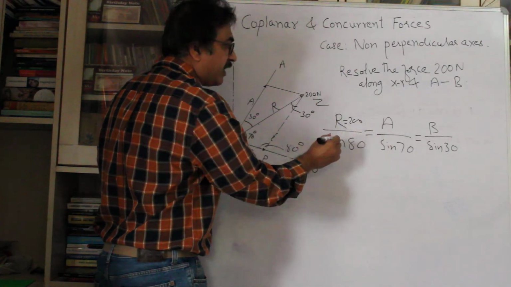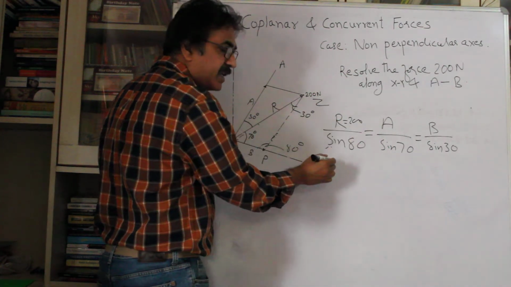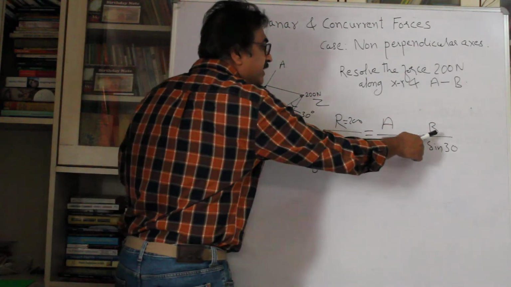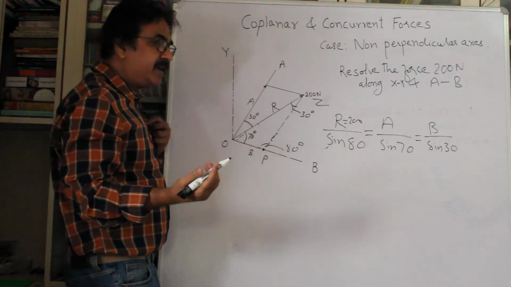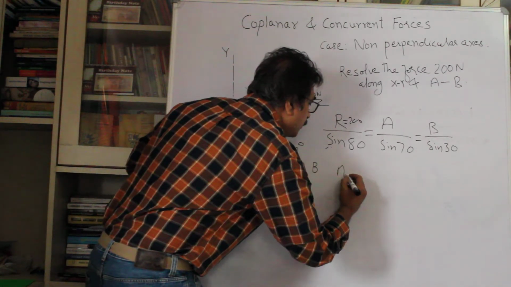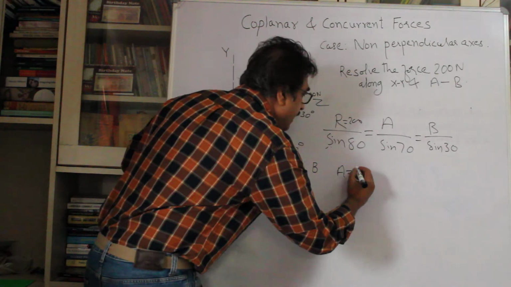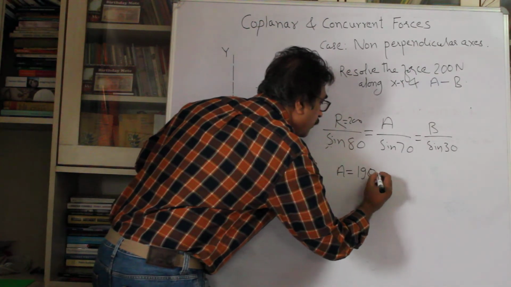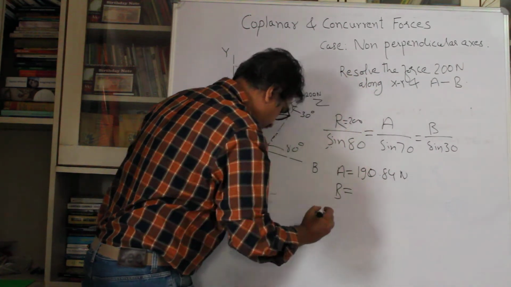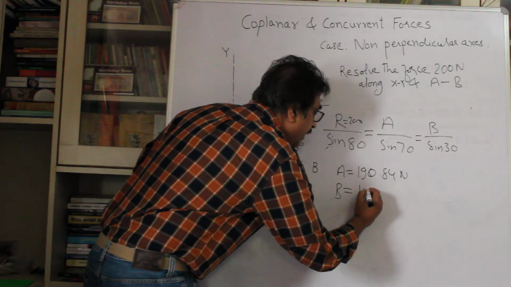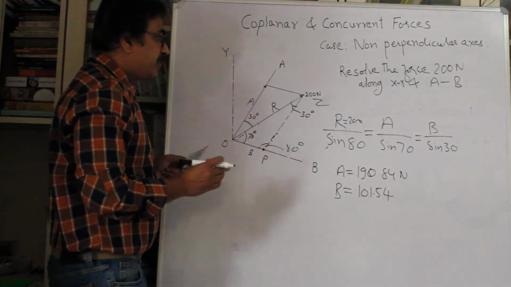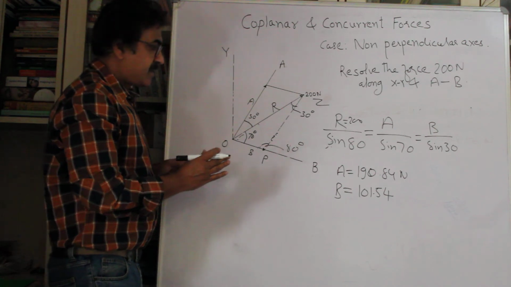Similarly, equate these two and find B. That's straightforward. So if you do the calculation, the answer for A is 190.84 newtons and B is 101.54. Right? Hope this is clear. Thank you.